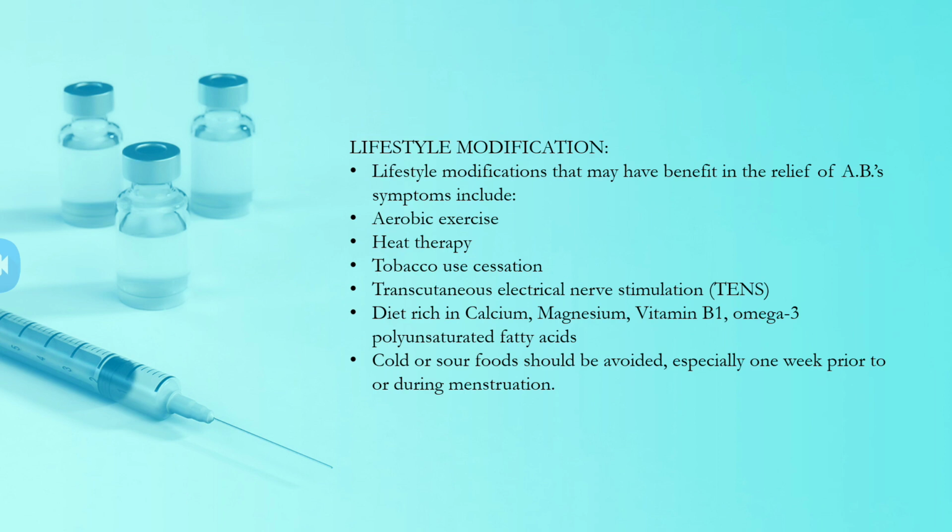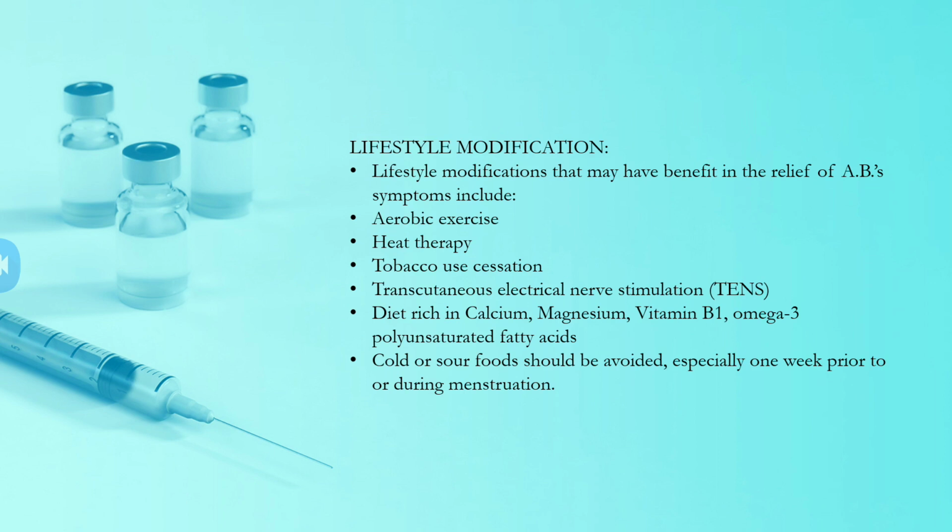There should be lifestyle modification, as our patient should be educated about the causes of primary dysmenorrhea. Non-pharmacological therapies have benefit in relieving AB's symptoms, including aerobic exercise, which may work owing to improved pelvic blood flow and decreased ischemia. Heat plus ibuprofen demonstrated a reduction in time to pain relief compared to an unheated patch plus ibuprofen.